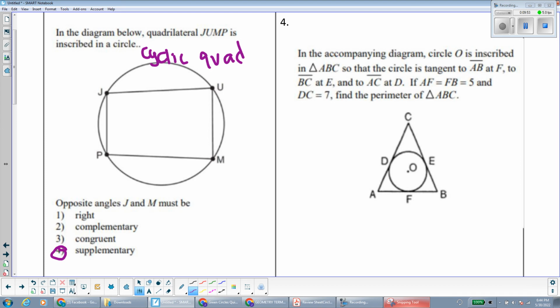In the diagram below, circle O is inscribed in triangle ABC.